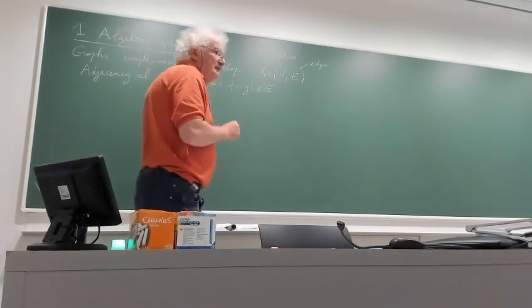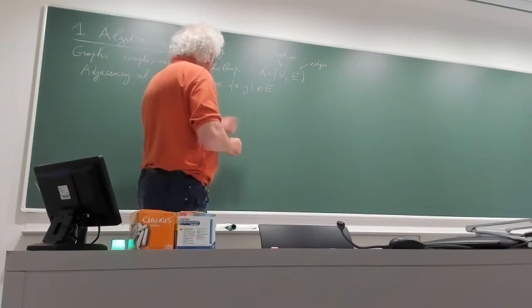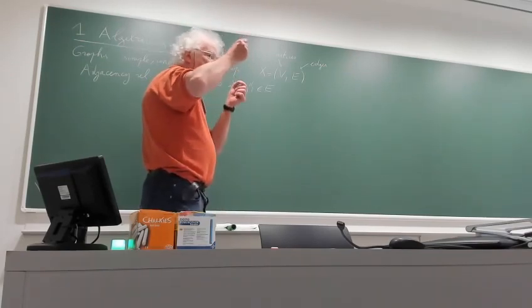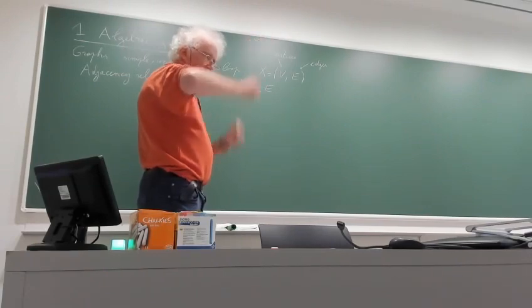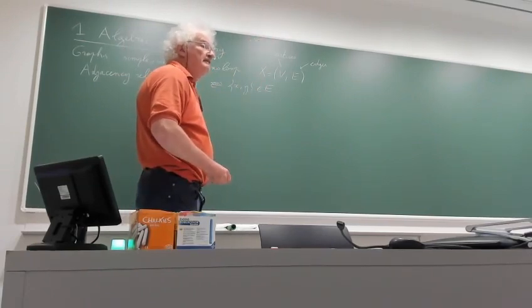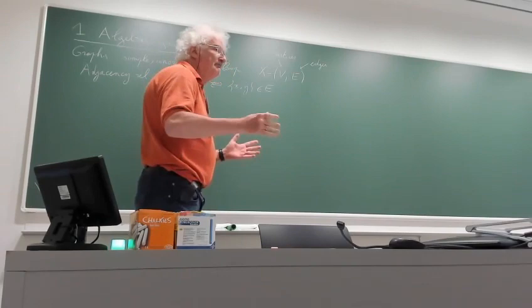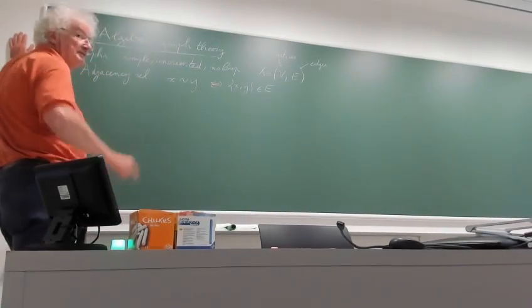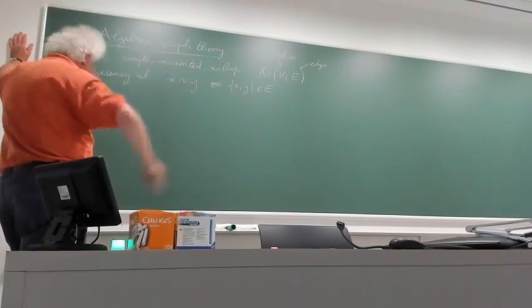Wait, sorry, what's simple? Simple means this: you have at most one edge between two vertices. It's like simplicial. Pardon me? Simplicial. Okay, yeah. Simple. Okay. She was my student, by the way.